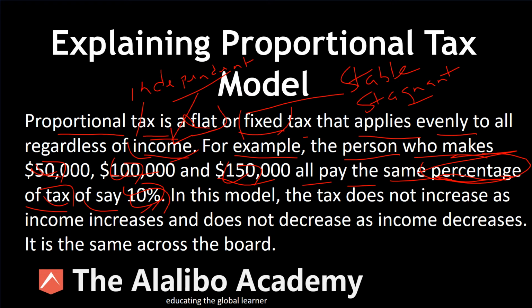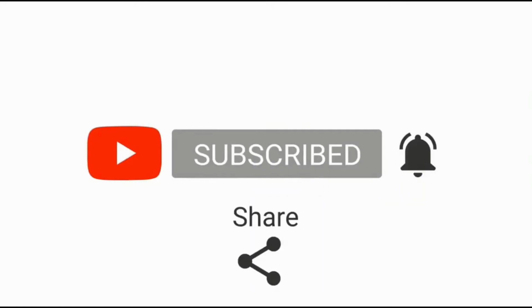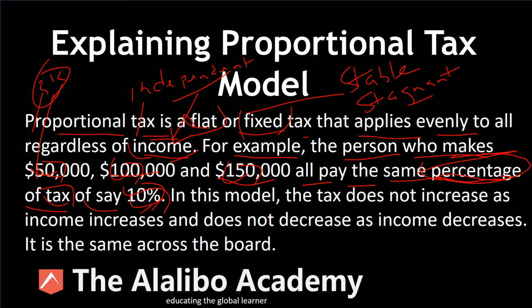Now, even though they're all paying 10%, it has different impact depending on the amount you make. The lower income earner feels it more. It has more impact on the lower income earner than it does on the higher income earner, because this guy pays 5K, but 5K means quite a bit to somebody making $50,000 than 10K means to somebody that makes $100,000, than 15K has less impact on somebody making $150,000, all things being equal. And that is the interesting aspect of this type of taxation, the proportional tax model.